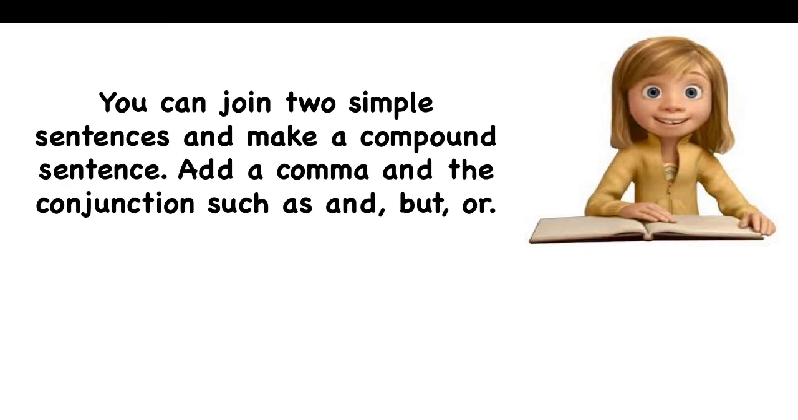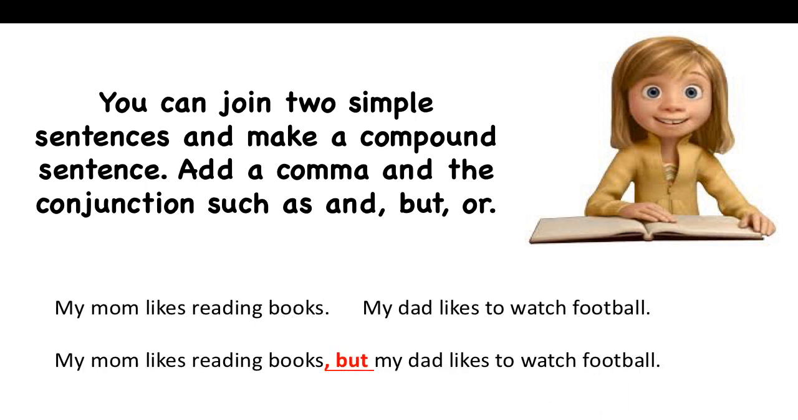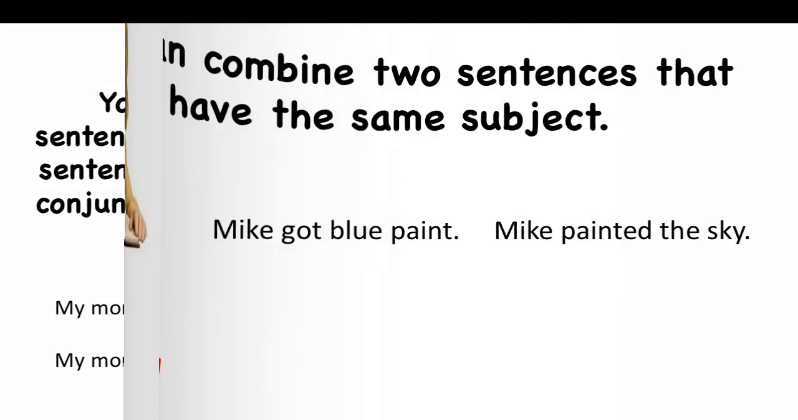And the last one, we can also join with the conjunction but. For example, my mom likes reading books, but my dad likes to watch football. We join two sentences with the conjunction but. Please place the comma in front of the conjunction word.